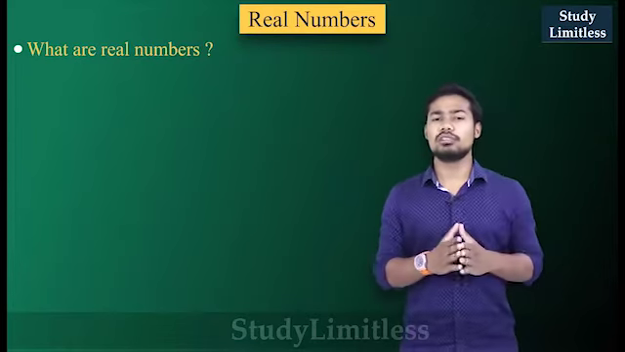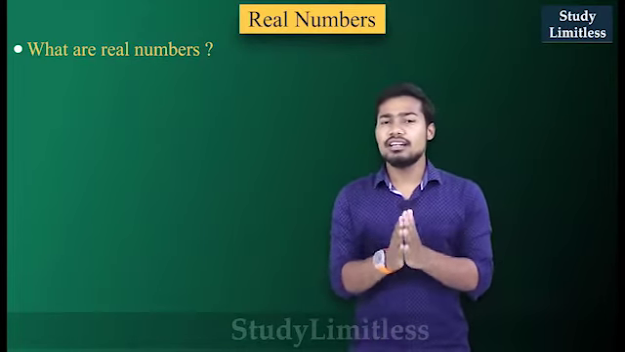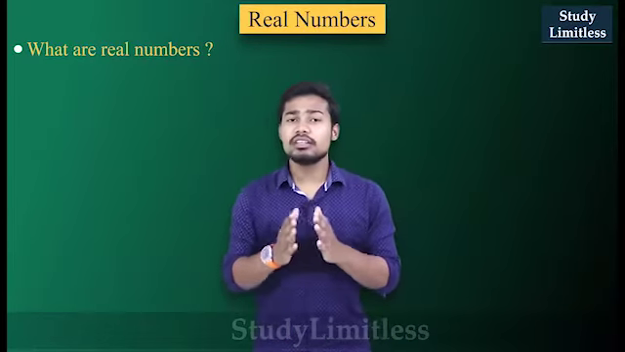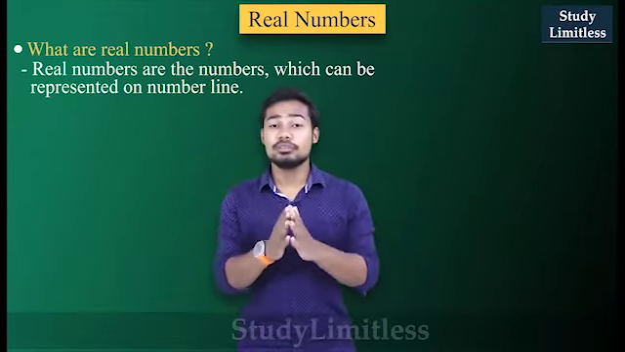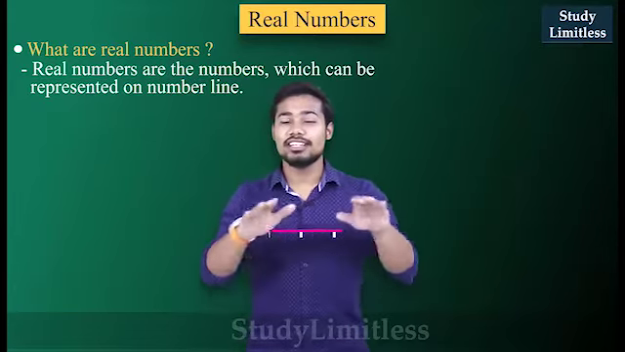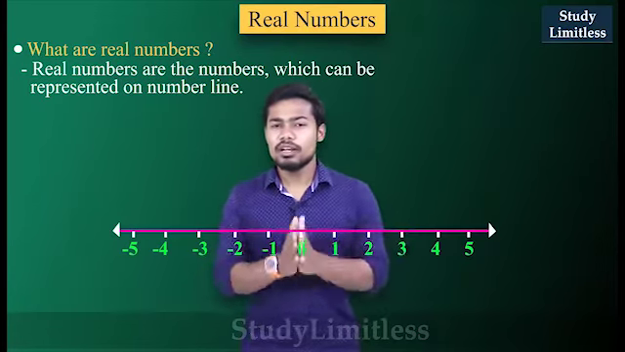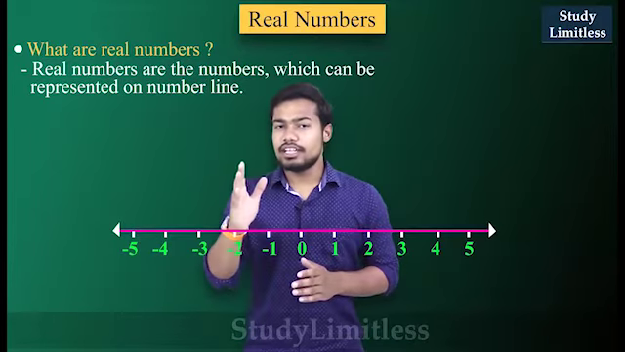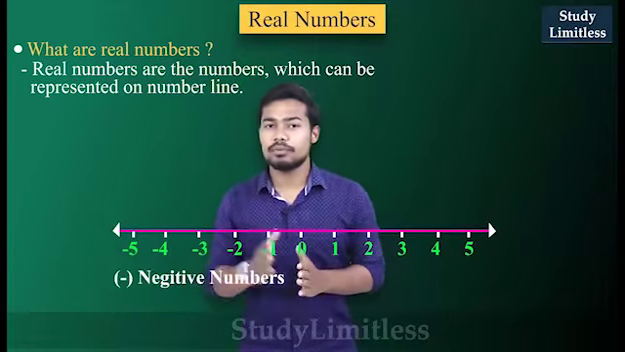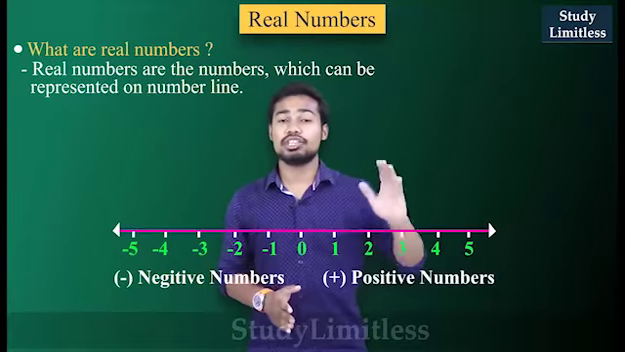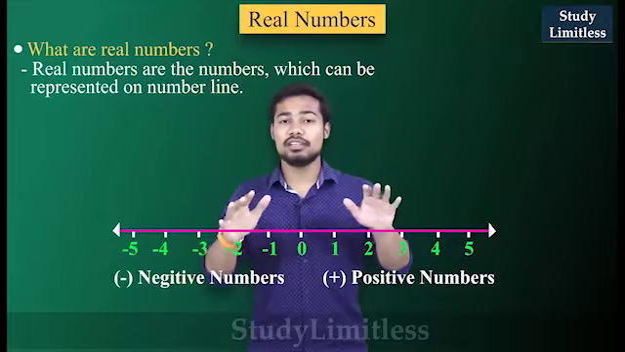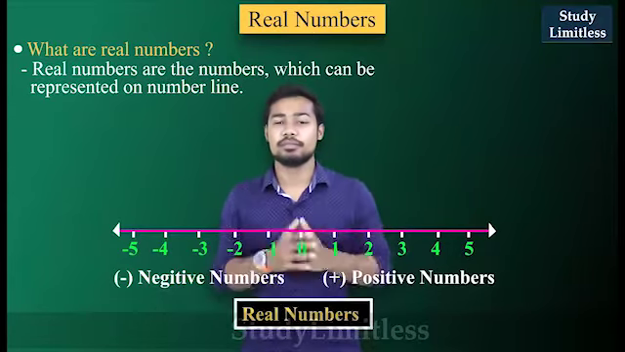So, what are real numbers? Let us understand the basic and the most simple definition of real numbers. The real numbers are nothing but the numbers which can be represented on this number line. Well, you can see the number line on your screen where the left side of 0 has the negative numbers and the right side of 0 has the positive numbers. All the numbers which can be represented on this number line are called the real numbers.